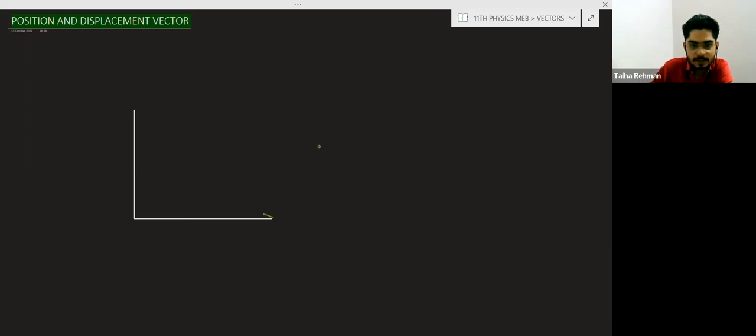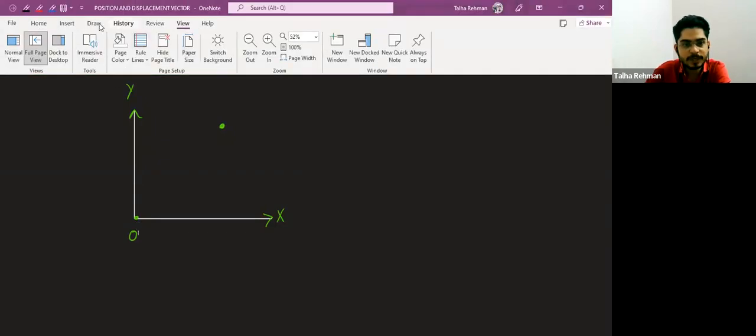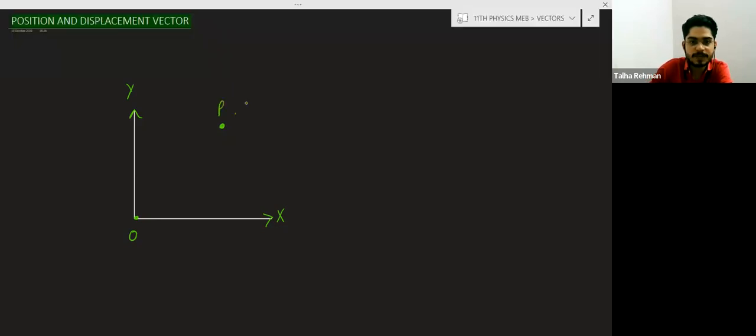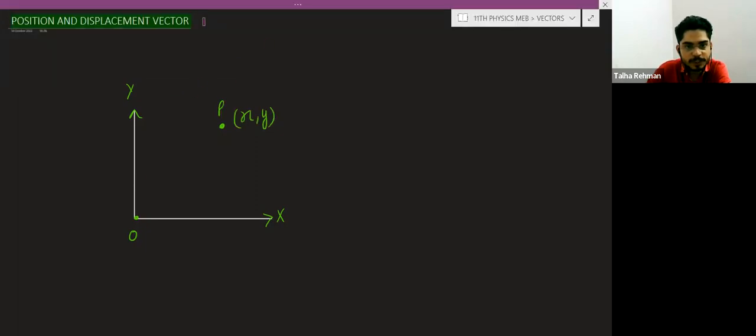For this, I am taking this as the x-axis and this as the y-axis. Suppose here is one point, located here. This means the position of this point is this, with respect to the origin. This point O is the reference point, or the origin. See the coordinates of this point. Suppose this point is P, and its coordinates are x comma y.